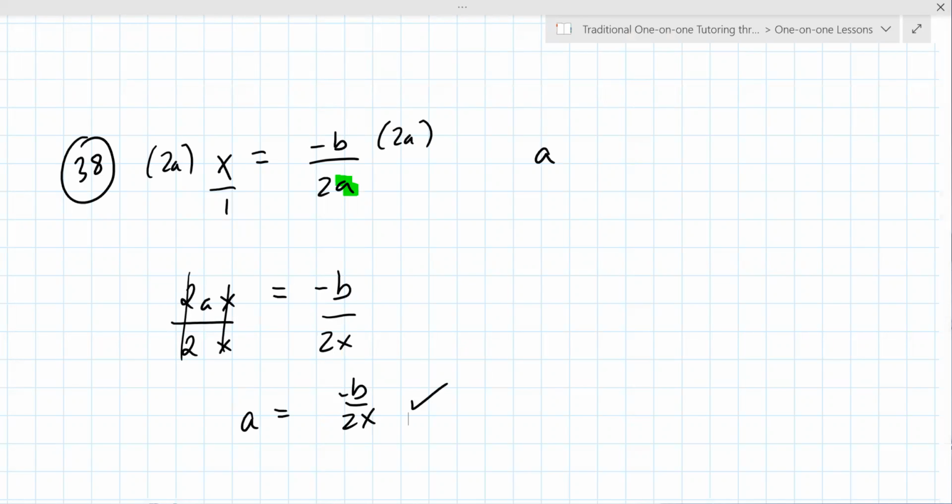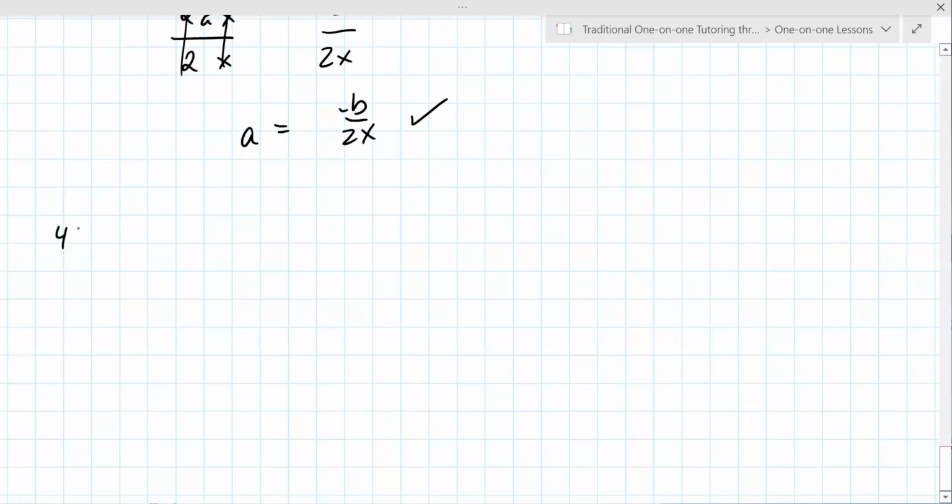All right, let's look for another one here. Okay, so number 48. Can't tell if this is a new section. I don't believe it is. 48. New instructions though. I appreciate you writing the instructions. Very helpful. 2x minus y equals 3.